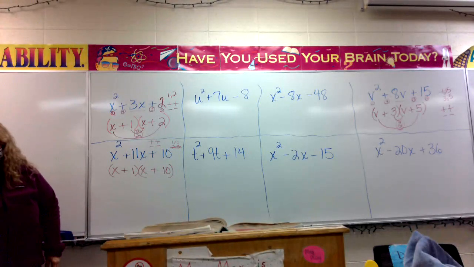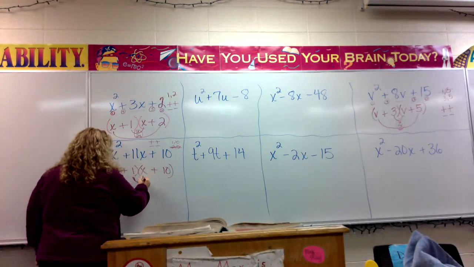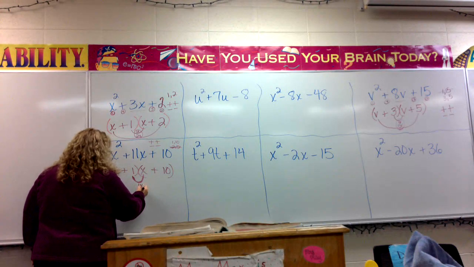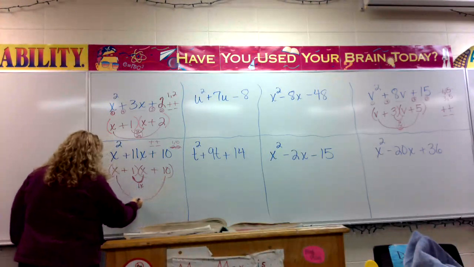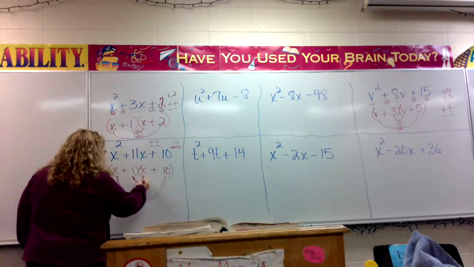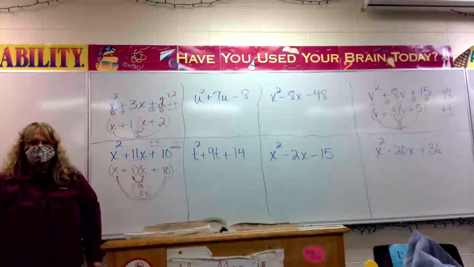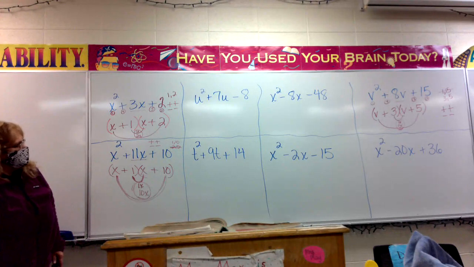And then the inside-outside double check. What do you get here? 1x. What do you get here? 10x. And if you add those up, we get 11x, so we're good.